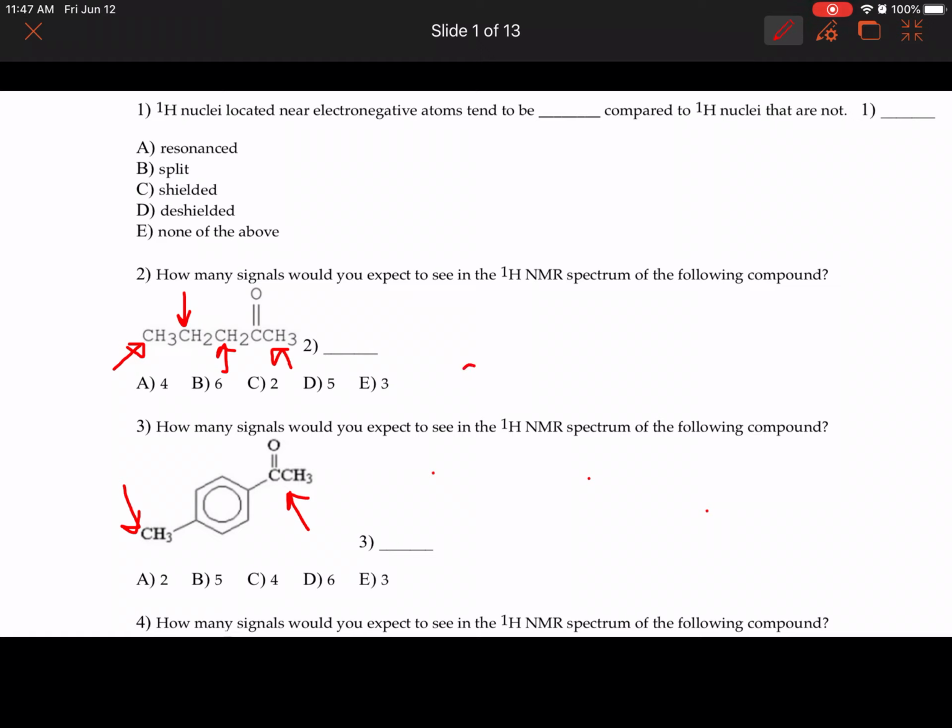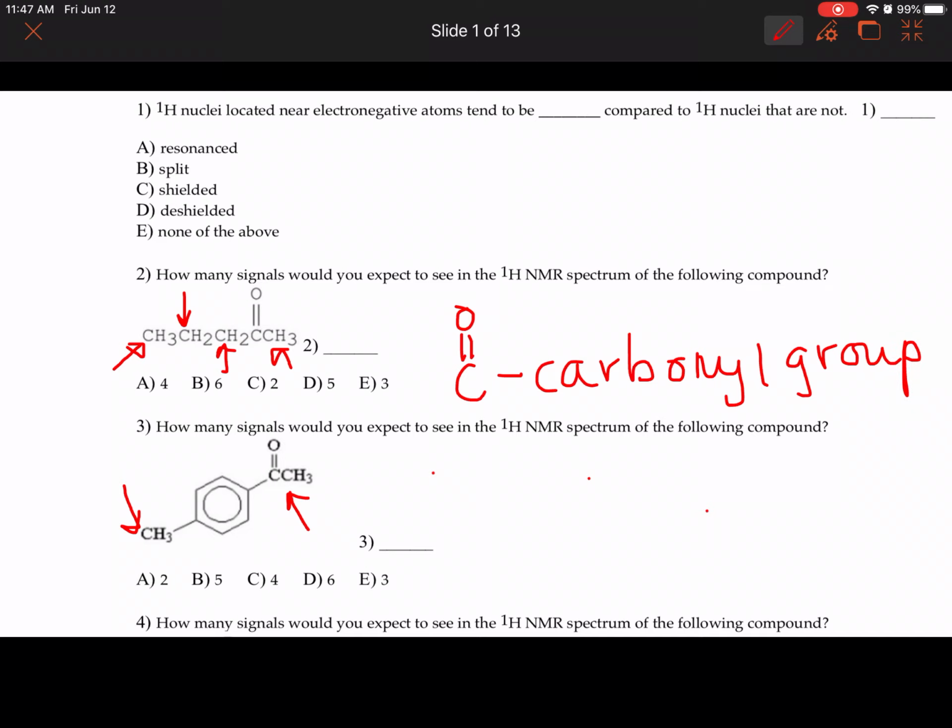So this group is called a carbonyl group. That is basically an electron withdrawing group, due to the resonance, due to the oxygen being electronegative, so the pi bond can be resonanced. Okay, and there are 2 methyl groups.